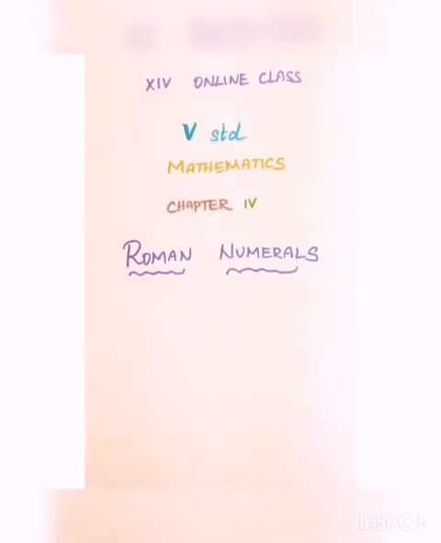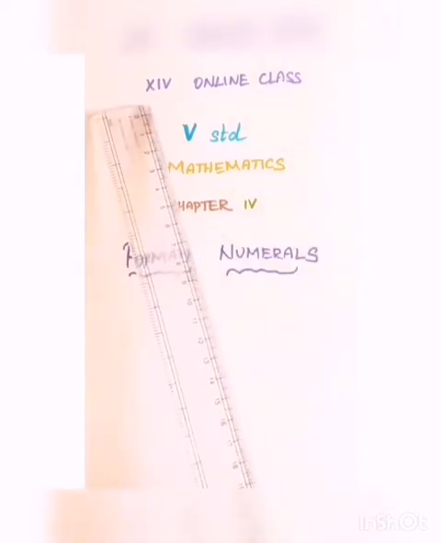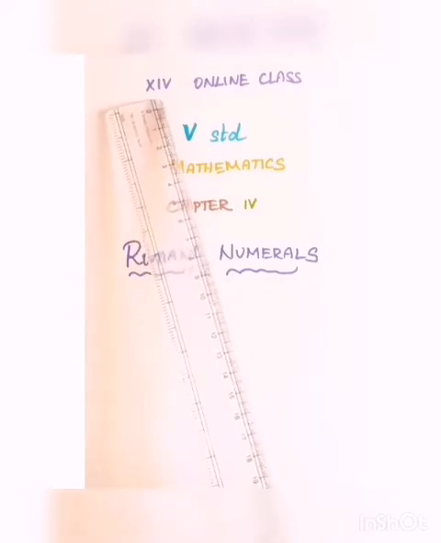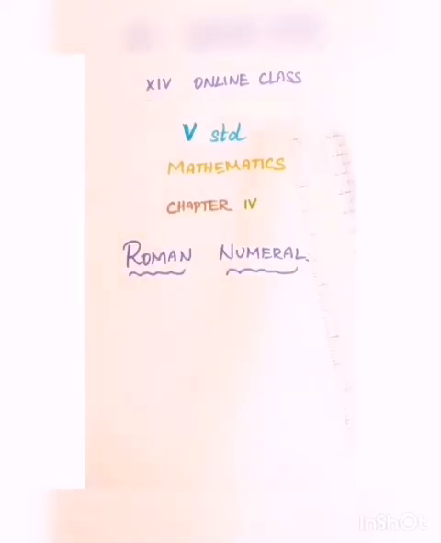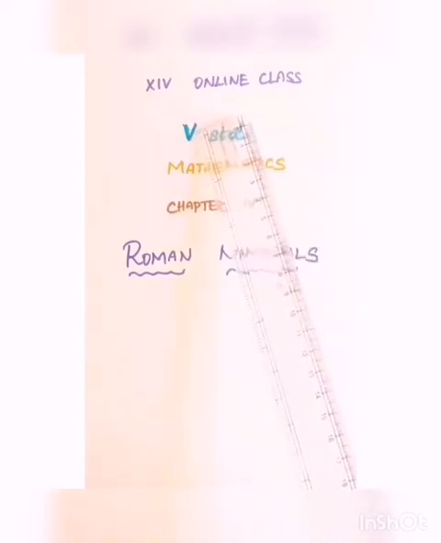To our 14th online class for 5th standard mathematics, chapter 4, Roman numerals. Here you find any Roman numbers. We already know what Roman numbers are. Here you find any other Roman numbers? Yes. Here you see 14th. We write it in Roman numerals, and we always represent our class standard in Roman numbers.